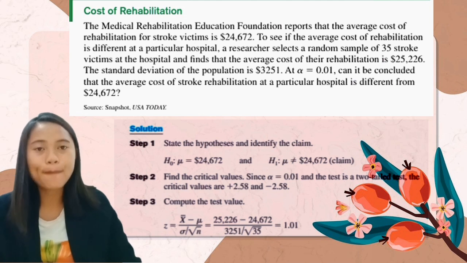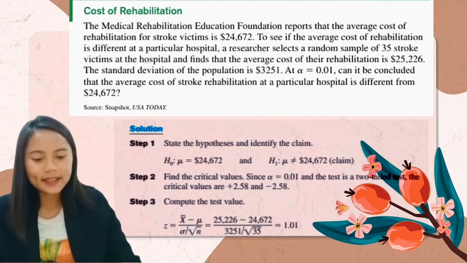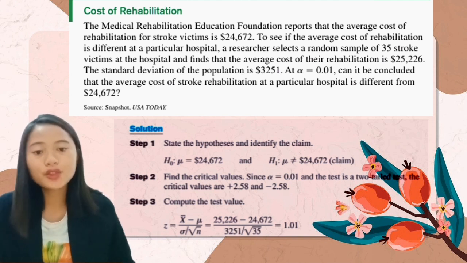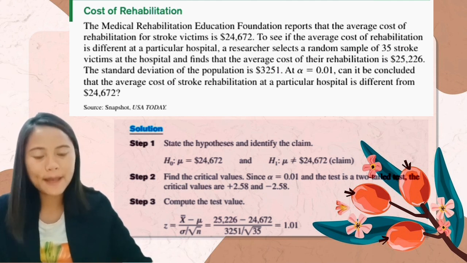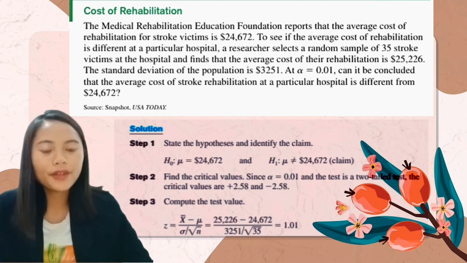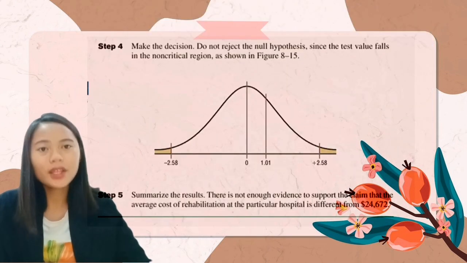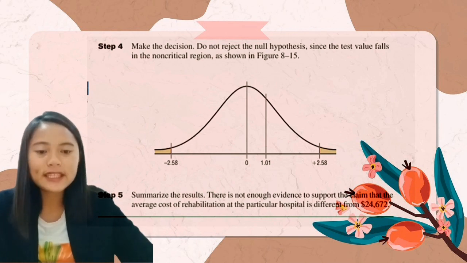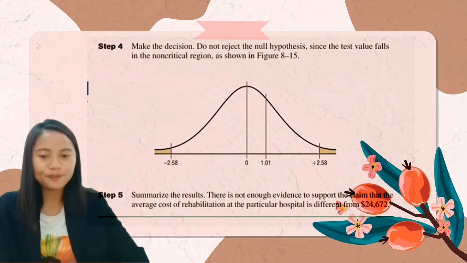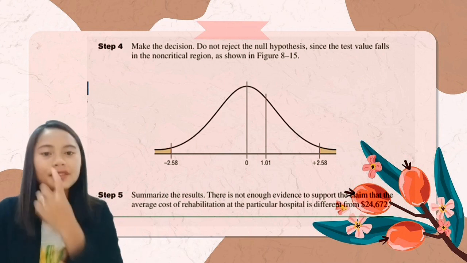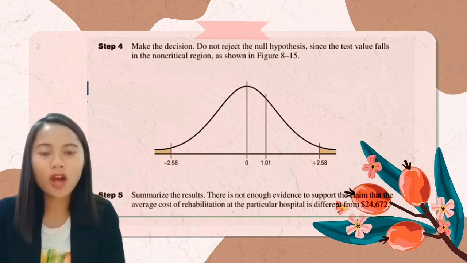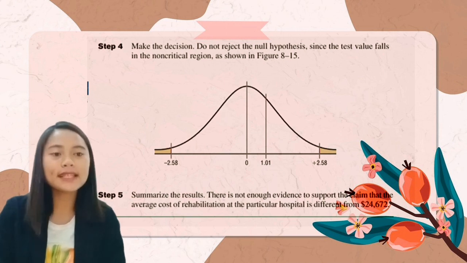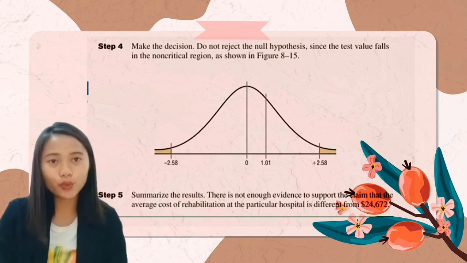So z is equal to the sample mean 25,226 minus the hypothesized population mean 24,672 over the population standard deviation 3,251 divided by the square root of the sample size 35. So overall the answer is 1.01. So our decision here is to not reject the null hypothesis since the test value falls in the non-critical region, as shown in the figure below. Therefore, there is not enough evidence to support the claim that the average cost of rehabilitation at a particular hospital is different from $24,672.